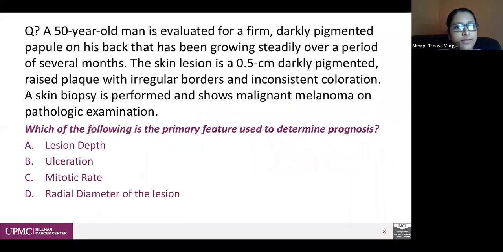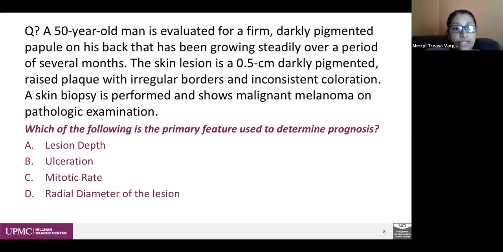I can do it. A 50-year-old man is evaluated for a firm, darkly pigmented papule on his back that has been growing steadily over a period of several months. The skin lesion is 0.5 centimeter, darkly pigmented raised plaque with irregular borders and inconsistent coloration. A skin biopsy is performed and shows malignant melanoma on pathological examination. Which of the following is the primary feature used to determine the prognosis?